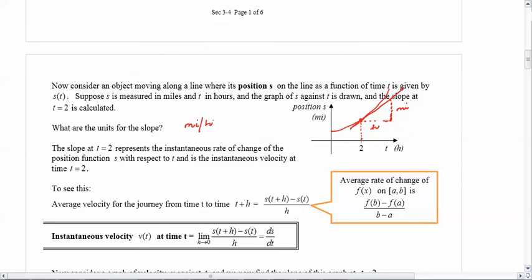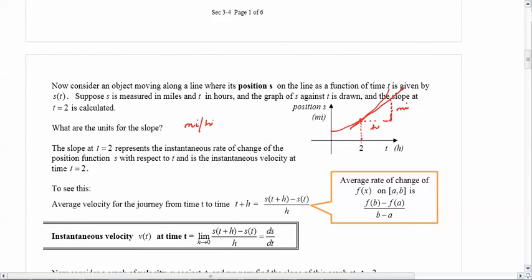So what does it represent? Well, it represents the instantaneous rate of change of the position function with respect to t, and is miles per hour. We found the instantaneous velocity at the time t equals 2.